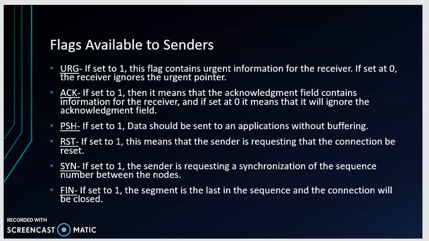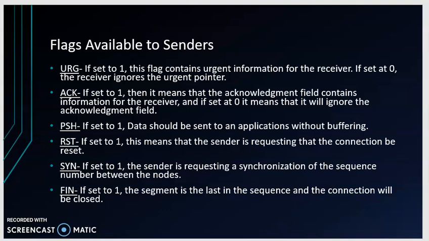Back to the flags field. These are the flags available to senders. URG means urgent. This flag contains urgent information for the receiver if it is set to 1. If it is set at 0, this means the receiver ignores the urgent pointer. ACK is acknowledgement. If it's set to 1, it means that the acknowledgement field contains information for the receiver. And if it is set at 0, it means that it will ignore the acknowledgement field.